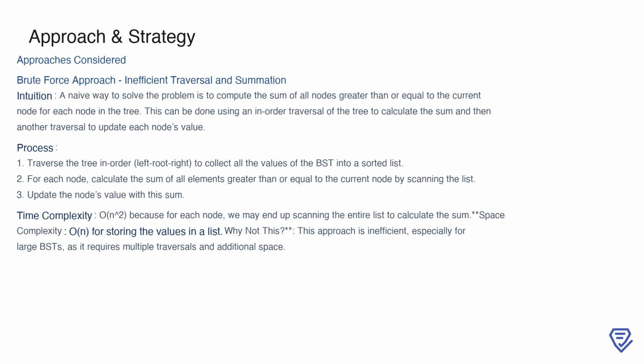However, this approach is computationally expensive. Since we might scan the entire list of nodes for each individual node, the time complexity becomes n squared, where n is the number of nodes in the tree. Additionally, we need extra space to store the values of all nodes in a list, leading to a space complexity of n. Given its inefficiency and high overhead, this brute force approach is not ideal, especially for larger trees.